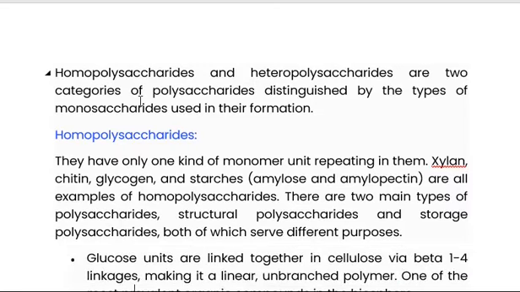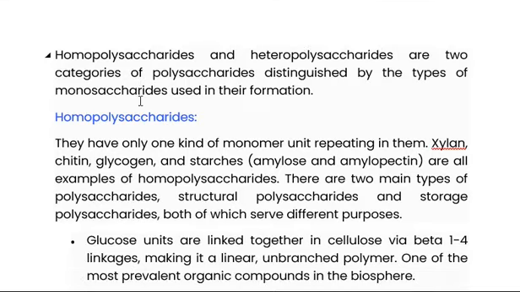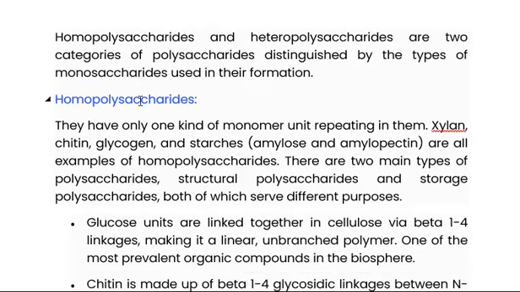Homopolysaccharides and heteropolysaccharides are two categories of polysaccharides, distinguished by the types of monosaccharides used in their formation. Homopolysaccharides have only one kind of monomer unit repeating in them: xylan, chitin, glycogen, and starches. Amylose and amylopectin are all examples of homopolysaccharides.